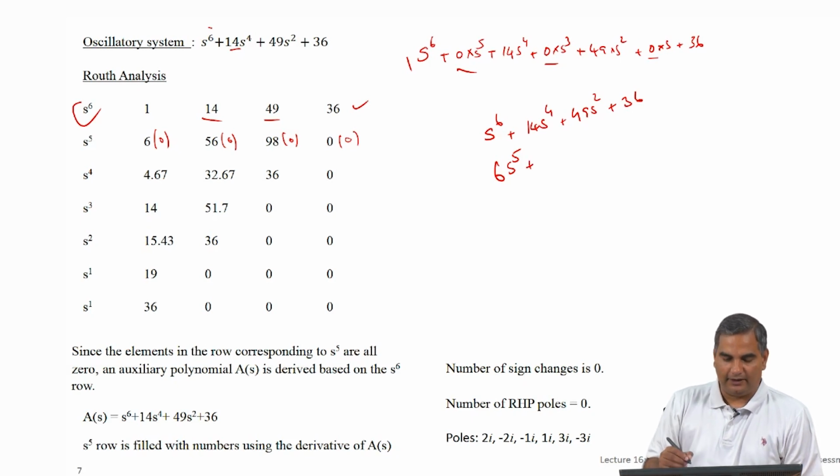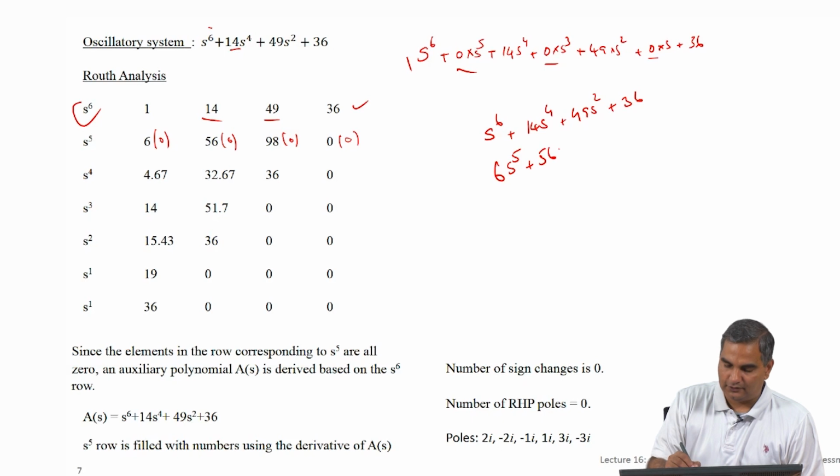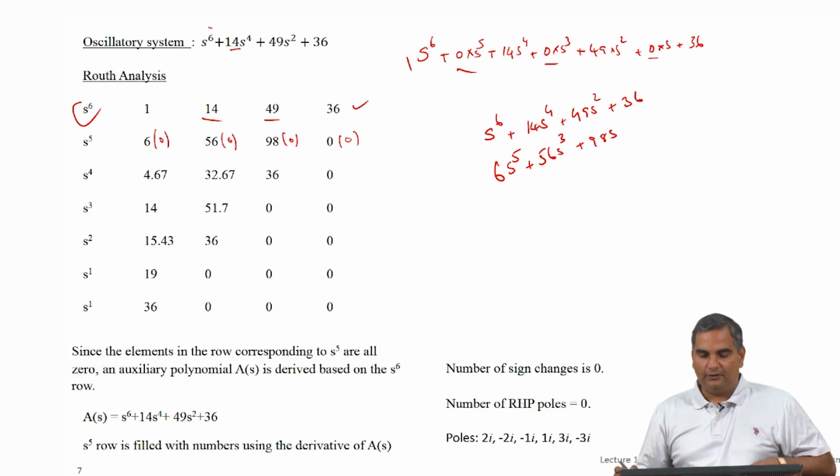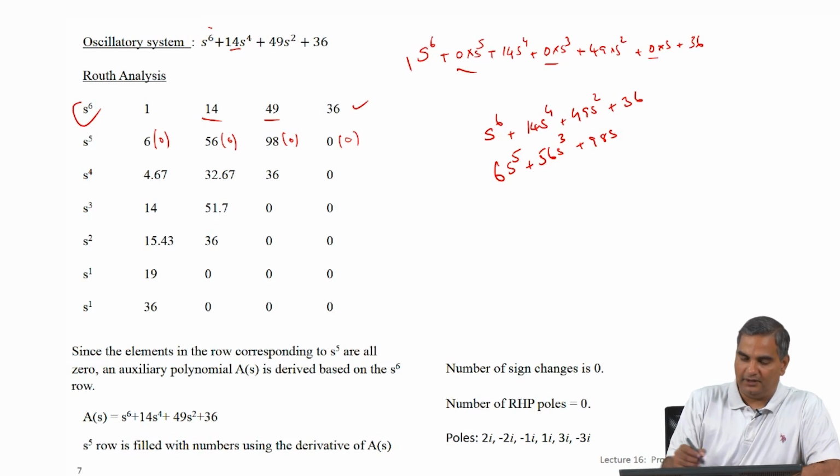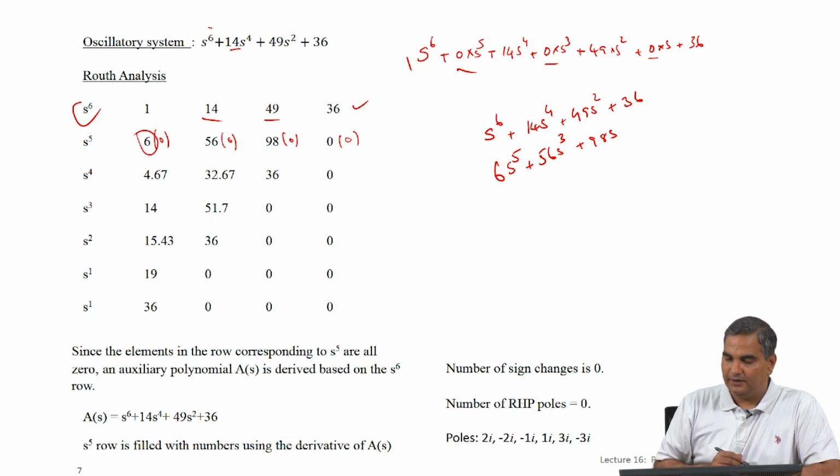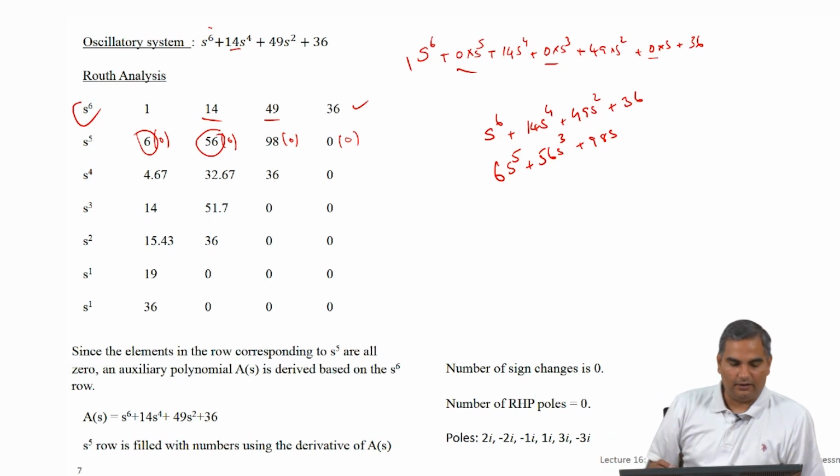Now, this is 14 times 4 is 56 s cube plus 98 s plus 0. Okay. So, if I were to put these terms here, then instead of 0 which was the s power 5 term, I put 6 here, and instead of 0 which was the s cube term, now I have 56 here, and instead of 0 for this term I have 98, and the last term is 0 because I have run out of terms here.